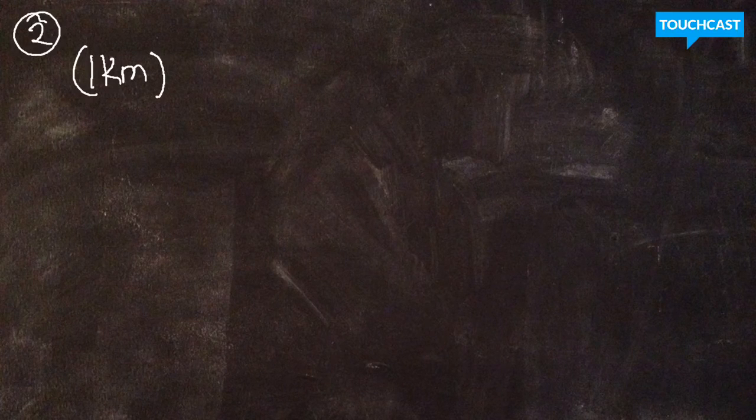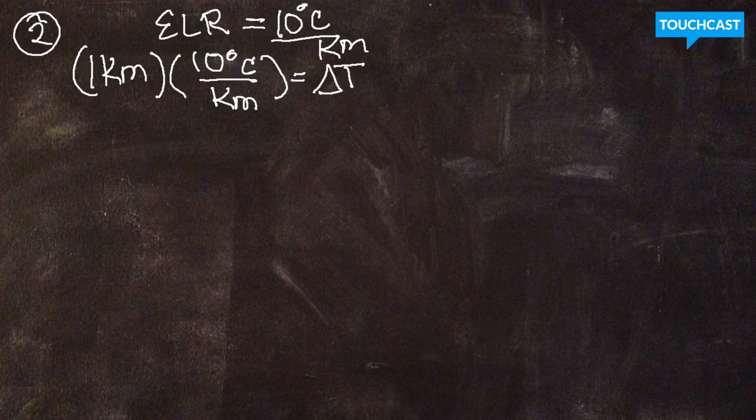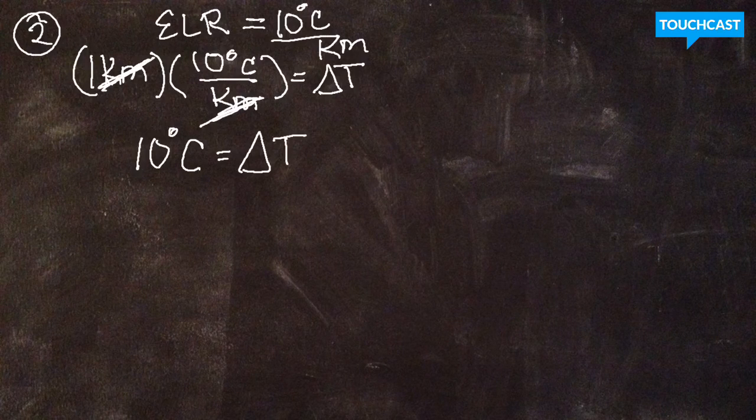So we're on step number 2. So we have 1 kilometer times the environmental lapse rate. For dry air, remember that it's 10 degrees Celsius for every kilometer, times 10 degrees Celsius over a kilometer equals the change in temperature. So this should be pretty easy. 10 degrees, kilometers disappear because in dimensional analysis it's on the top and bottom of the equation. So it goes away. So we're ending up with 10 degrees Celsius is the change in temperature.